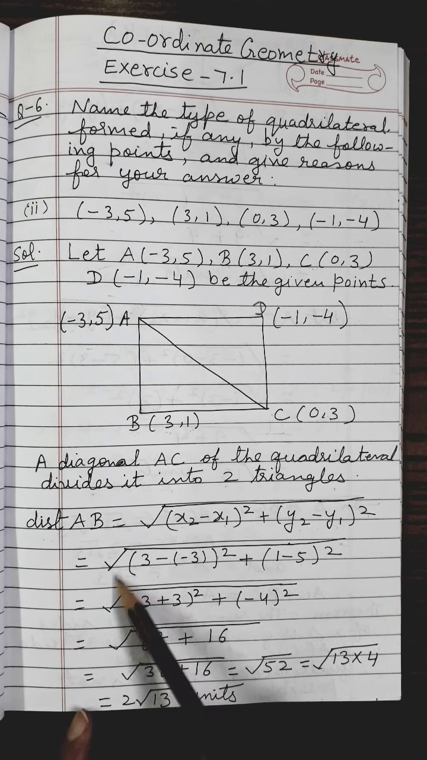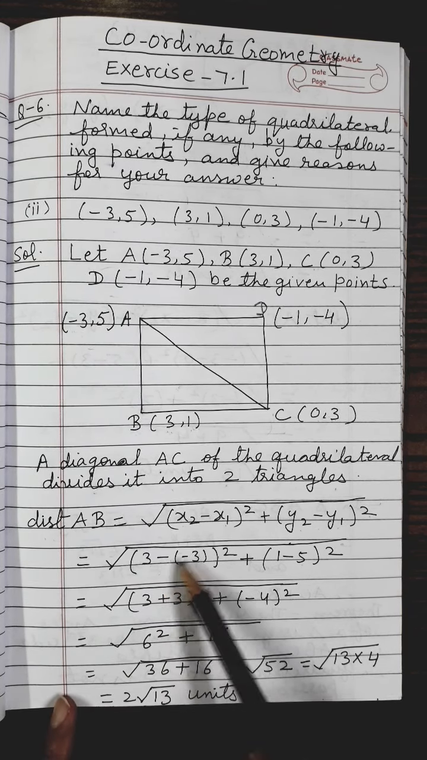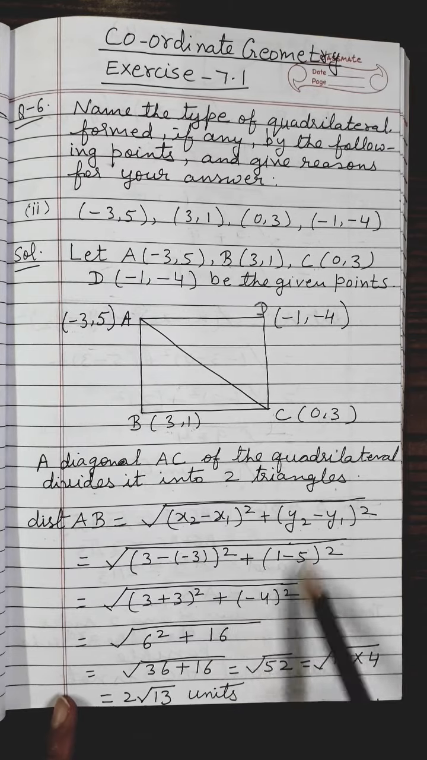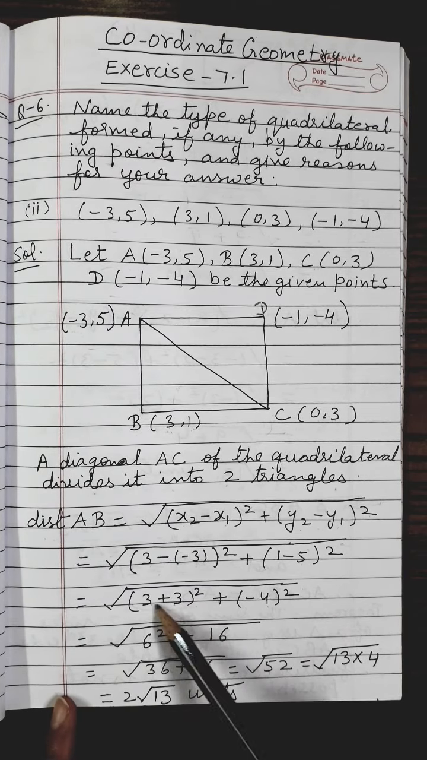The rest is calculation. In the next step, this will become 3 minus into minus gives you plus, so (3 plus 3) whole square, and this will be (minus 4) whole square, and this gives you 6 square. This gives you 16. Add them.